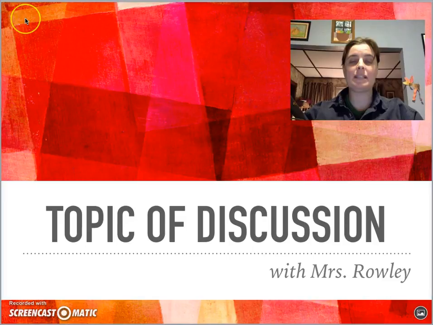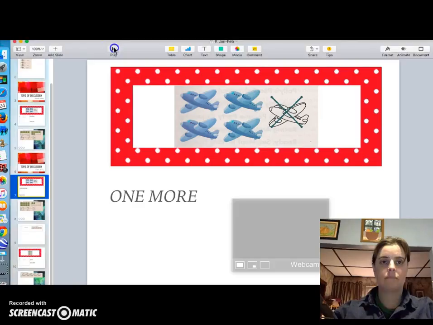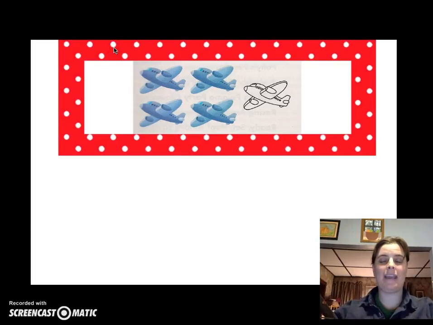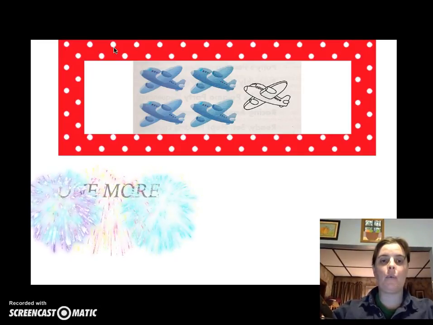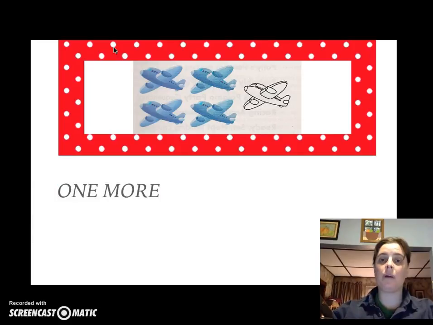Let's get into this week's topic of discussion. Okay, so last week's vocabulary definition looked like this. It had 4 planes and then another plane was behind them, not colored in at all. So the vocabulary word that I was looking for was one more. There is one plane that is being added to this mix.